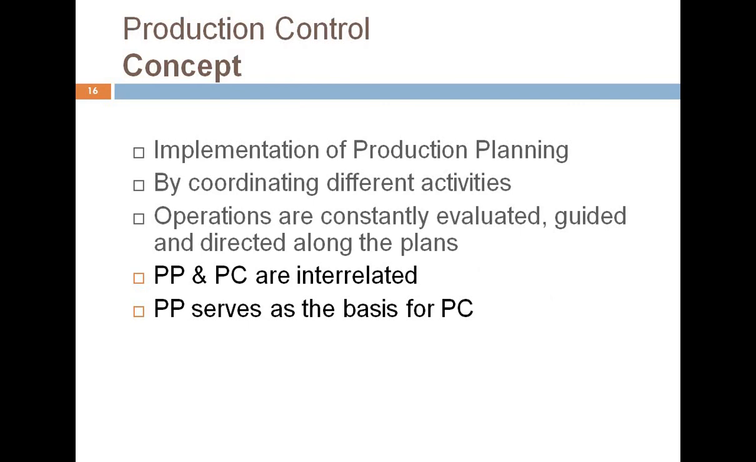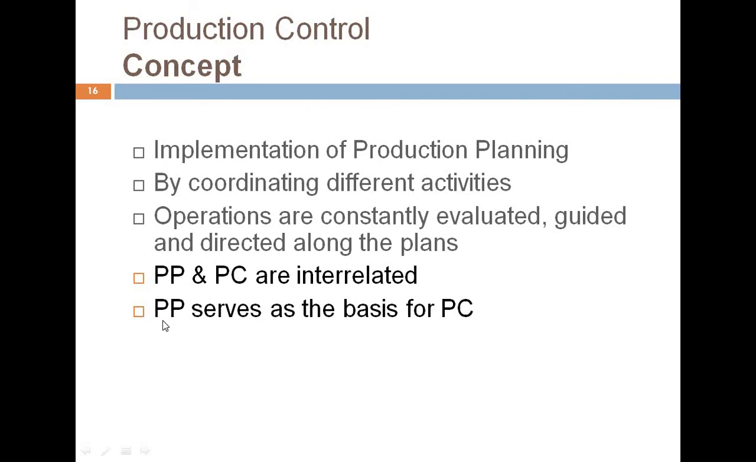Here PP and PC are interrelated, which means PP refers to production planning and PC refers to production control. Both things are interrelated in the sense that if there is no production planning, we cannot go for production control because there will be no benchmark. If there is no production control, there will be no benefit of production planning. Things are on paper, they are not being executed. So both are interdependent on each other.